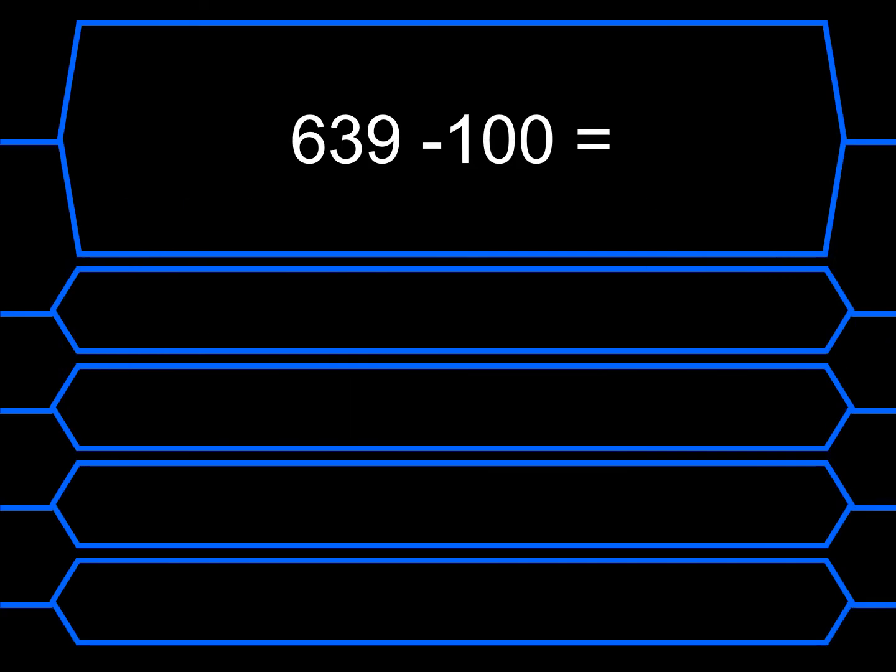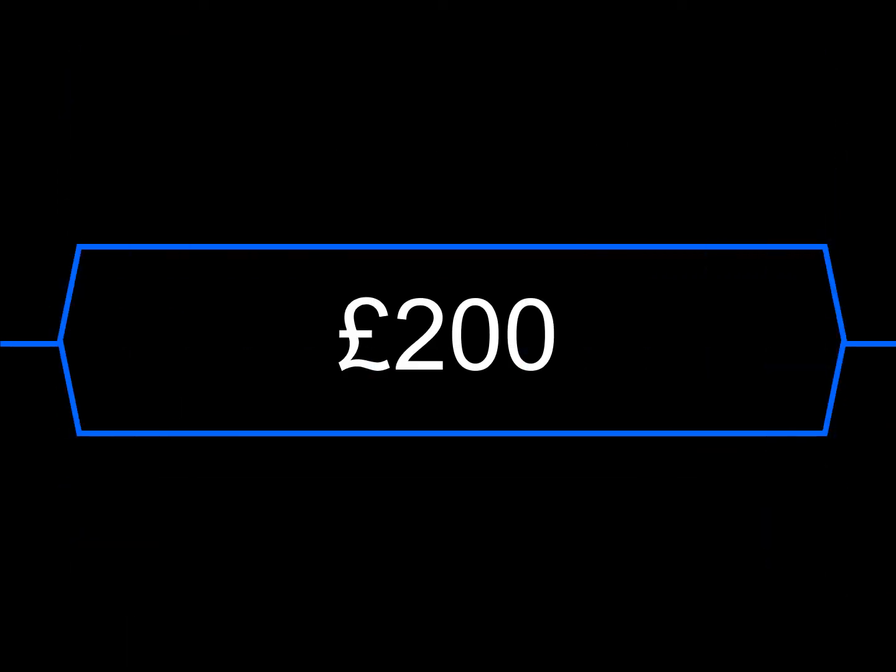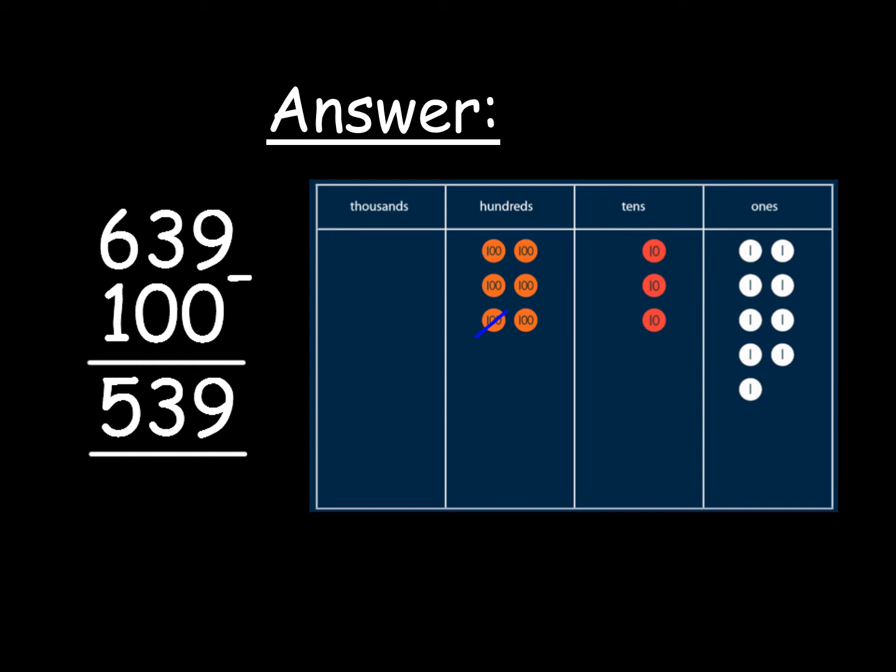639 take away 100. Is it A, 739, B, 730, C, 539, or D, 629? Remember to pause the video if you need to work it out. The answer is C, 539. If you got that right, £200 already in the bank.